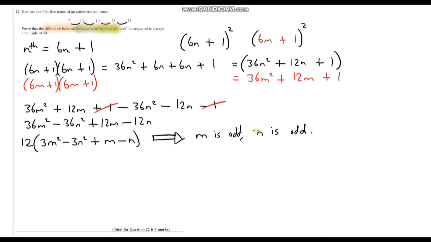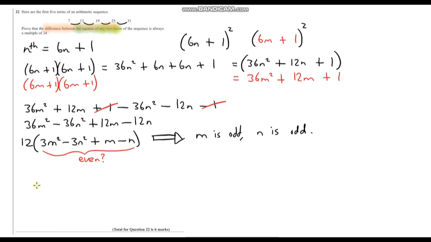Okay, so here we know that this is divisible by 12. We need to know that it's divisible by 24. So what we can do is, if we can discover or find out that this is even, I'll just write it there. If this is even, then if we're going to multiply by 12, then this whole thing will be divisible by 24. Because 12 times any even number is going to be a multiple of 24.